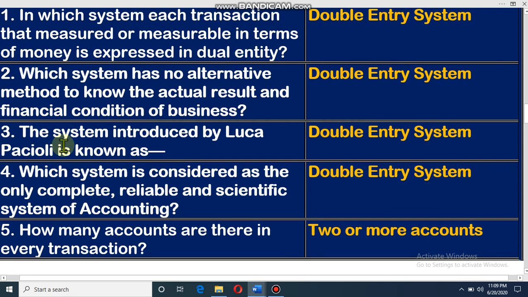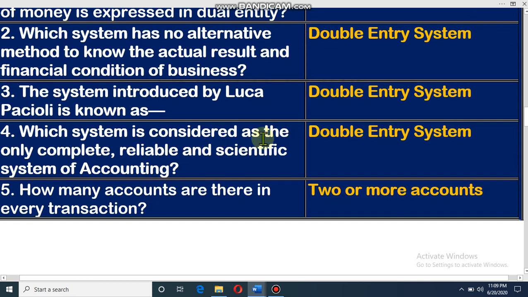Dear student, which system is considered the only complete, reliable and scientific system of accounting? It is the double entry system. I have told you that all over the world there is only one system. It is a complete system, a reliable system, and a scientific system also. That was 1494, more than 500 years ago, when Luca Pacioli discussed this system, and yet all over the world we are following the same double entry system.